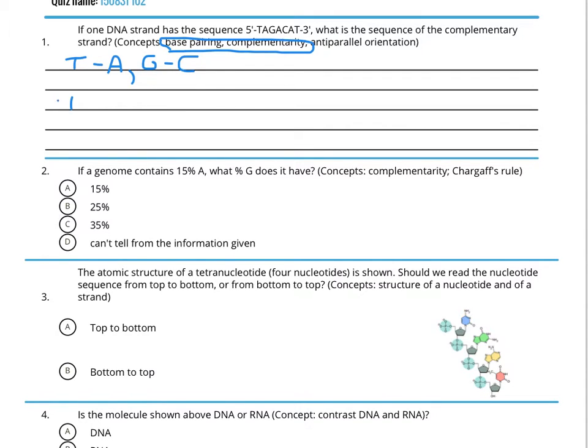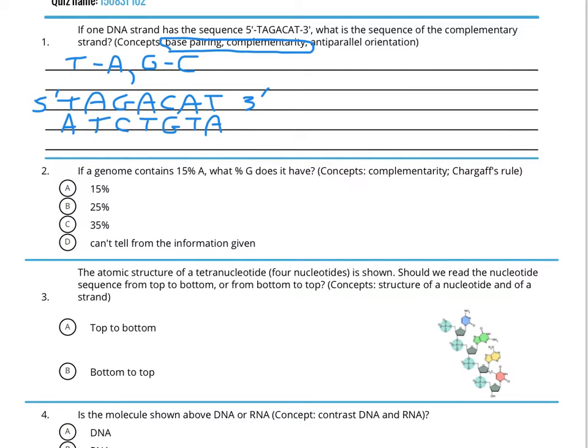So given TAGACAT from the 5' to the 3' ends of that molecule, the complementary nucleotides would be T pairs with A, A pairs with T, and so on.